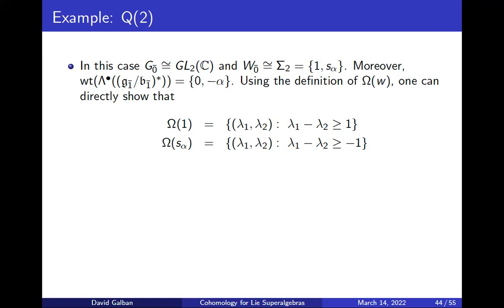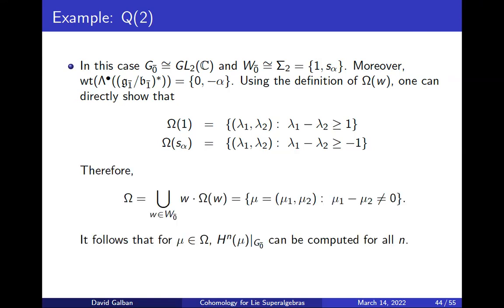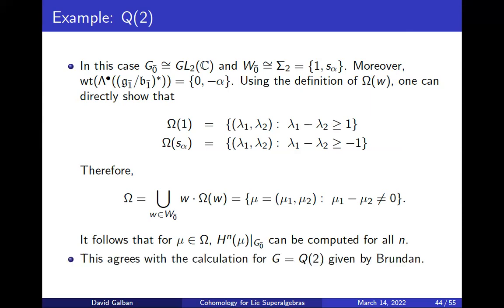And then we can directly show here that omega 1 is just going to be the set of all lambda equal to (lambda 1, lambda 2), such that lambda 1 minus lambda 2 is greater than 1. And similarly, omega of S alpha is the set of all lambda 1 minus lambda 2 greater than or equal to negative 1. If we apply the dot action, our generic weights in this case just end up being all mu such that mu1 minus mu2 is not equal to 0. And the results that we can compute based on this are the same as the calculations that Brendan had given in his paper on Q and cohomology.